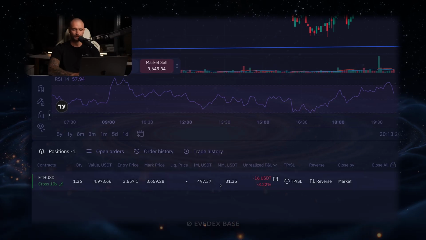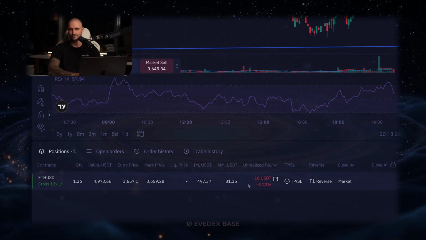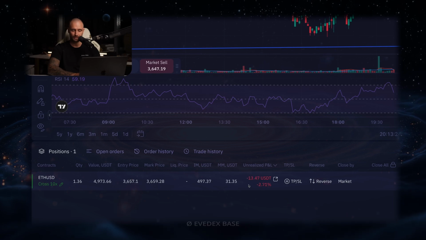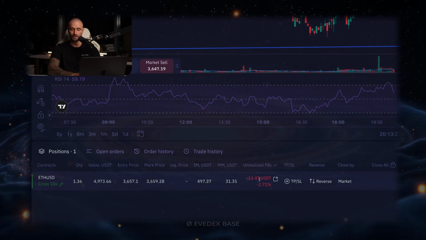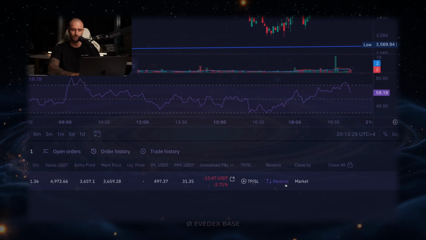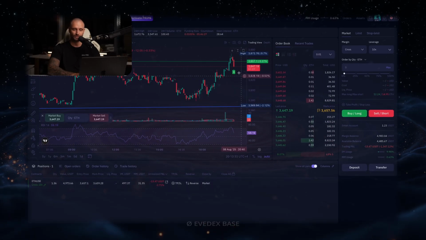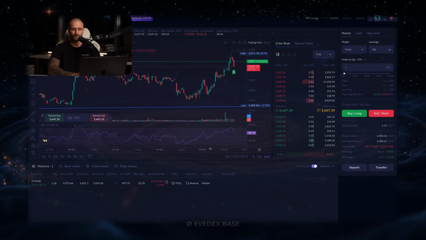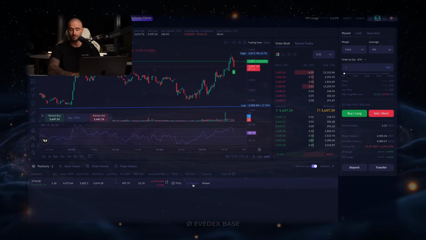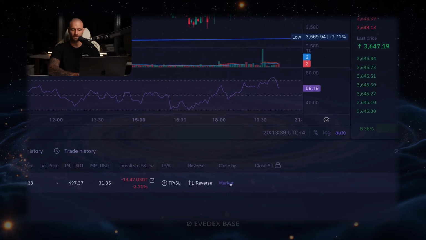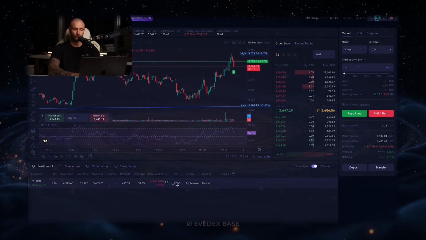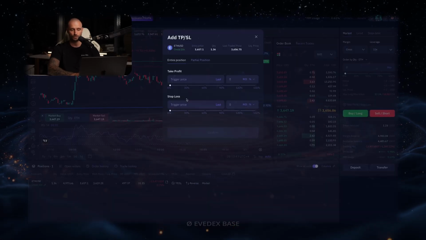And then you also see your general margin details, which I guess you don't need to care about at this point. And then you see your unrealized profit and loss, whether it's a plus or a minus. And then you can actually click reverse the trade. In case you wanted to reverse the trade into a short, you can click reverse the trade and simply reverse it. Or you can close it by a market order. Or right from here, you can actually add your stop loss or take profit.